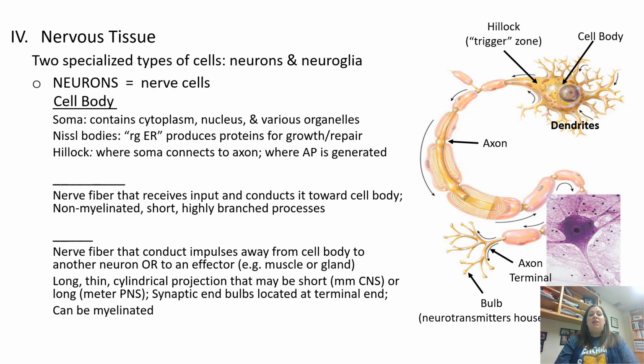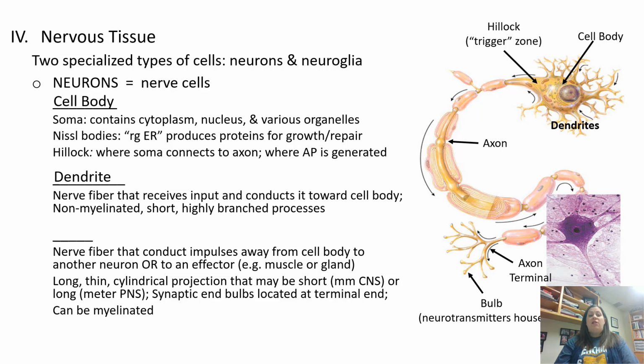So guys, when we look here, the cell body is also known as the soma. It's going to contain the cytoplasm, nucleus, and various organelles. The Nissl body is going to be where we see that it has the rough ER, which is going to produce specific proteins for growth and repair. The hillock is where the soma is going to connect to the axon. This is where action potentials, which we'll talk about later, are going to be generated.